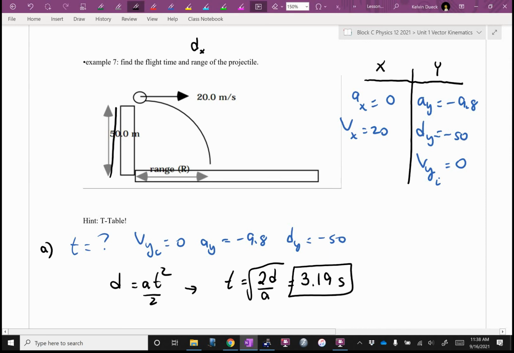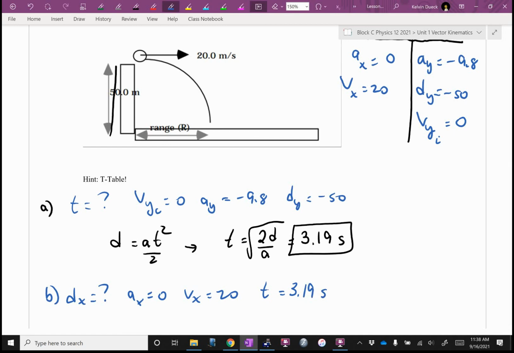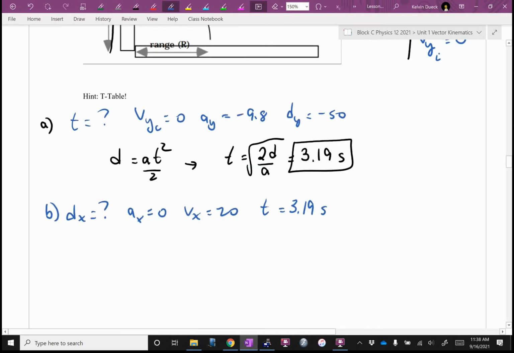Which distance? Horizontal distance. Okay, so now for B, I'm going to think horizontal. I'm going to go dx equals question mark, ax equals 0, vx was 20. That's only 2 things I need. I'm going to write time equals 3.19 seconds, but you know I'm using my answer button. Looking for an equation that's got a d, an a, a v, and a t in it. There is one, Logan. It's the same one. That's why I picked on you.